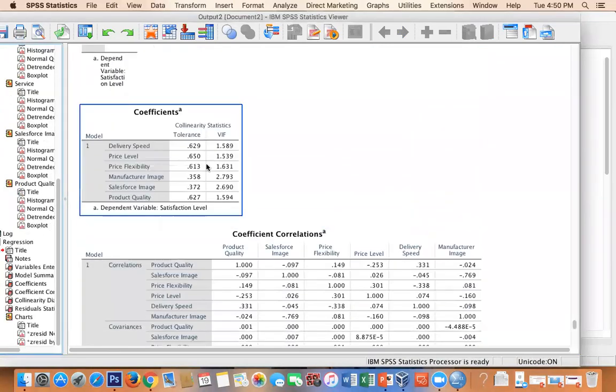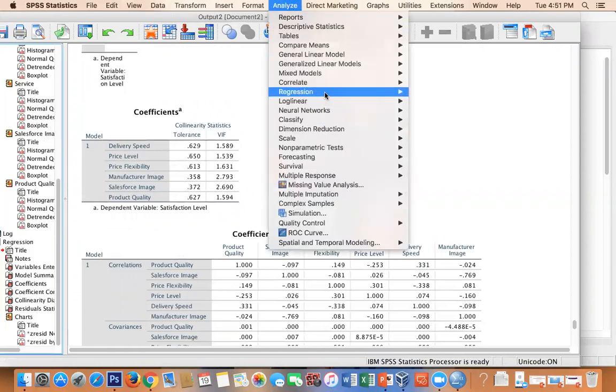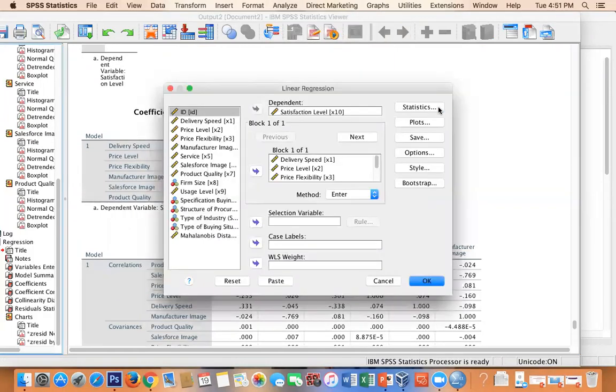Now in this case, I'm looking at the VIF factor. By the way, I took out service. You can certainly check it out with service, but it's much messier. Actually, why don't I just do it? Analyze, regression, linear. This kind of sounds like repetition if you happen to see logistic before this. Okay.